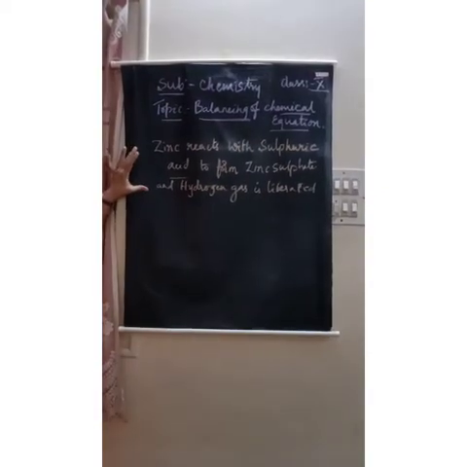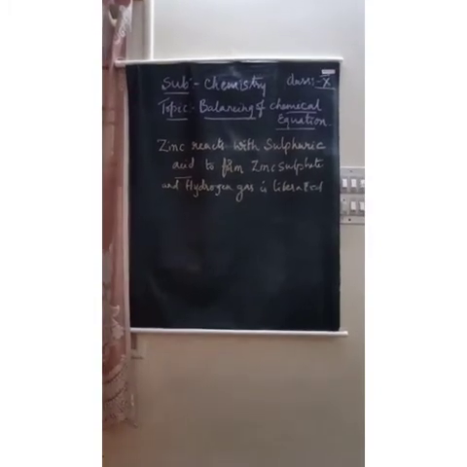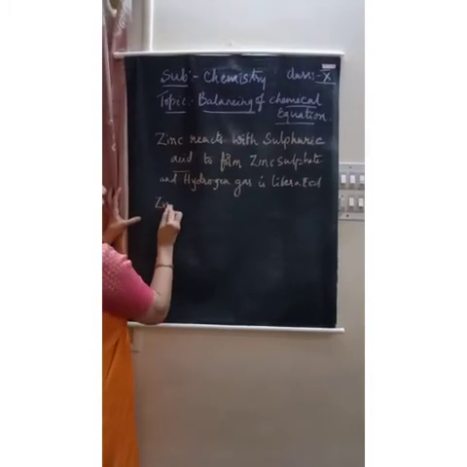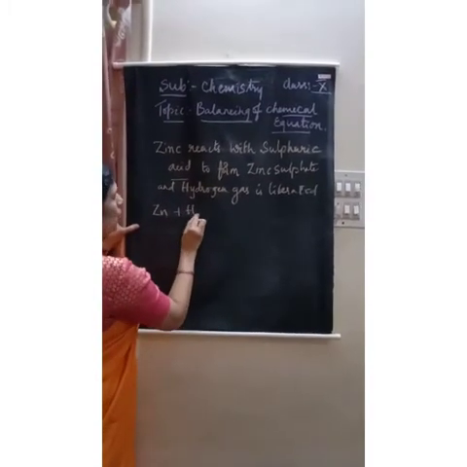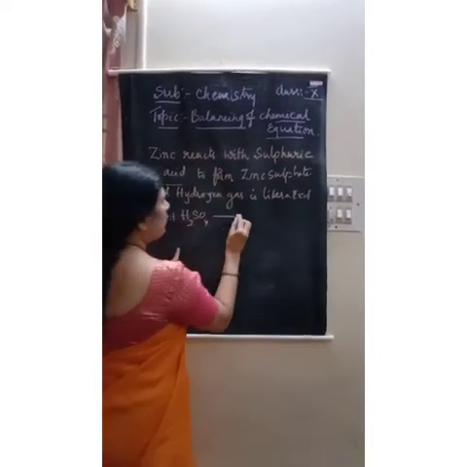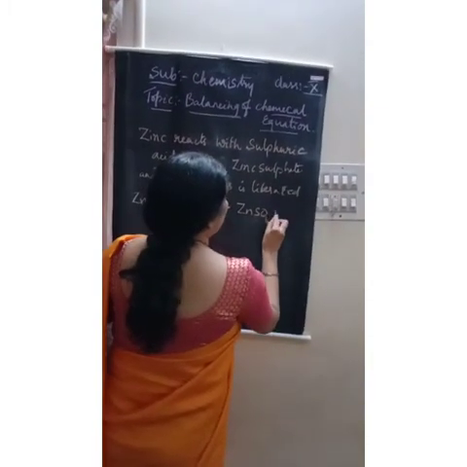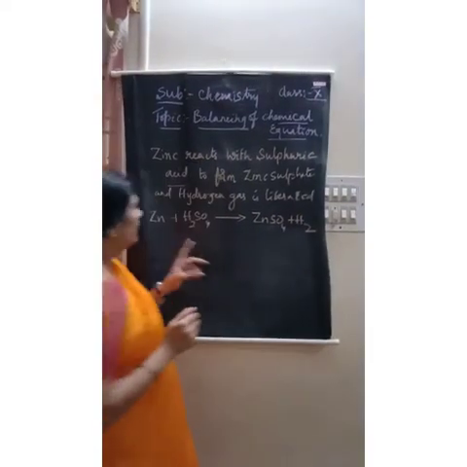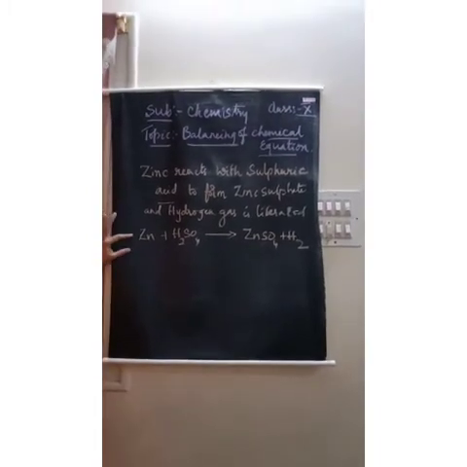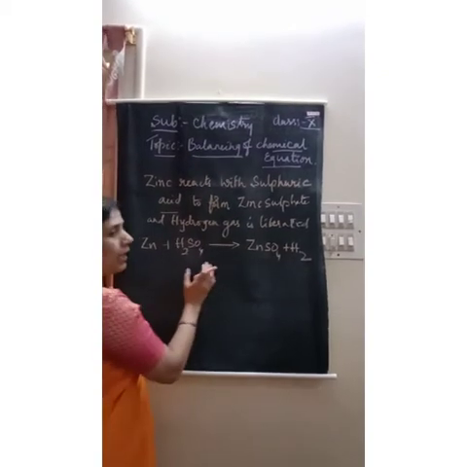How can we represent it by using symbols and formulas? How can you write the chemical equation? Let us consider, what is the symbol of zinc, children? Zn. Okay. And sulfuric acid? H2SO4. This is the formula of sulfuric acid. To form, what is the product, children? ZnSO4, and hydrogen gas is liberated. This is a chemical equation. Why do we call it a chemical equation? Because we are writing the chemical change by using symbols and formulas.